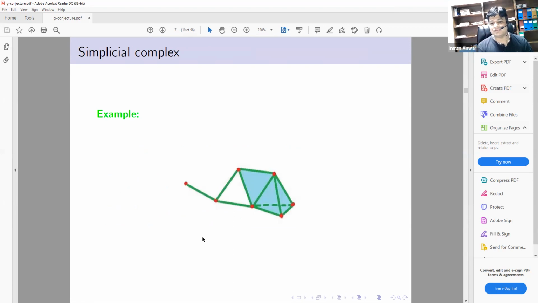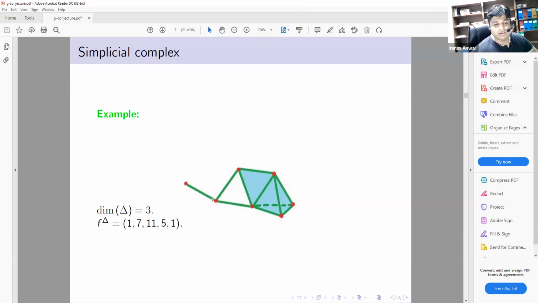So there is a simplicial complex, and you can see it is quite nice. In red, there are the vertices, the zero-dimensional faces. In green lines, they are the edges. And the blue filled areas indicate the two-dimensional faces, and so on. Clearly the dimension of this simplicial complex is three because of this particular tetrahedron here, which is a convex hull of four points, and this line indicates that it is a three-dimensional figure.